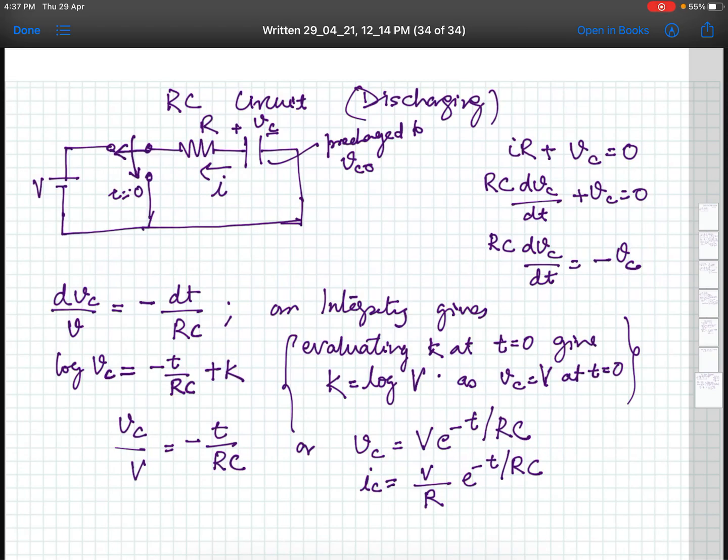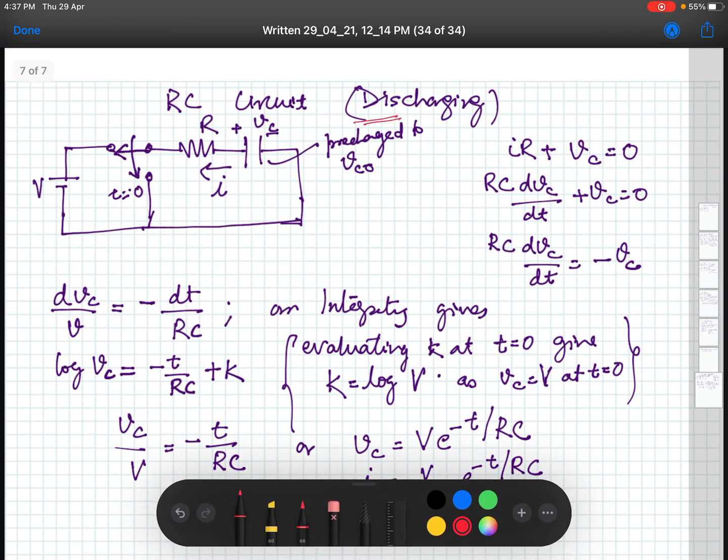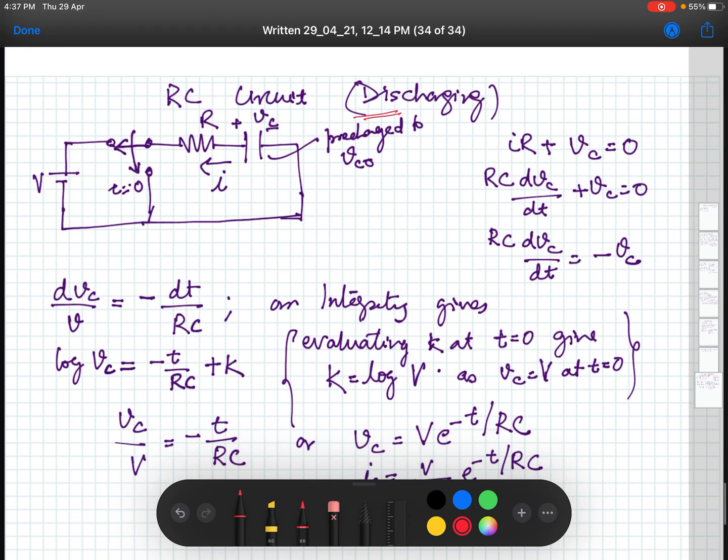So in this part of lecture 7, we'll see the RC circuit in discharging mode. This is again a similar kind of circuit, but just to complete the whole process of different kinds of RC circuits, we'll see how this discharging circuit can be analyzed.